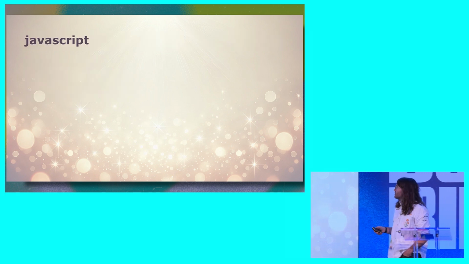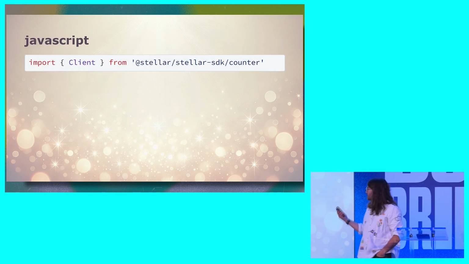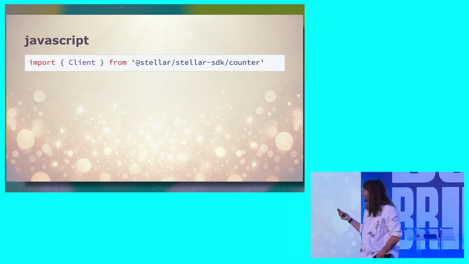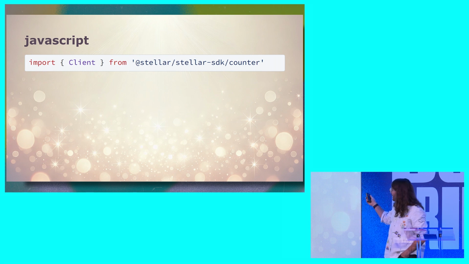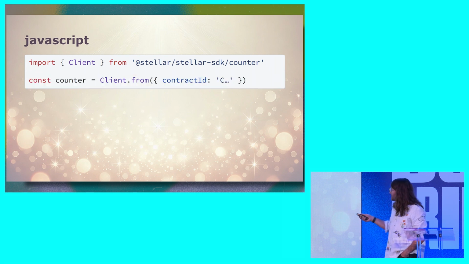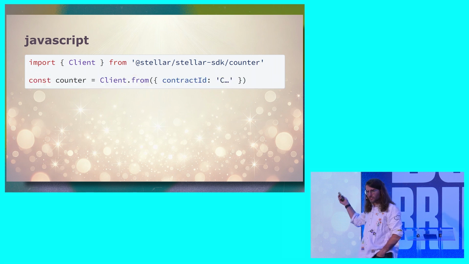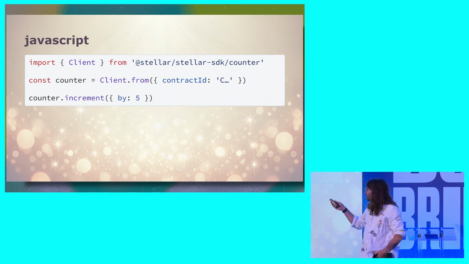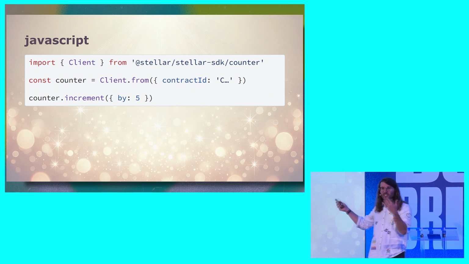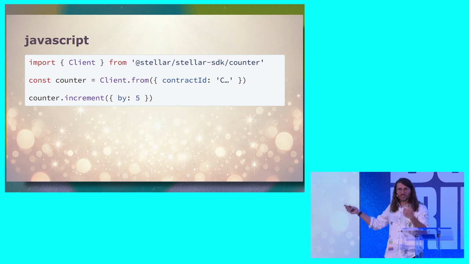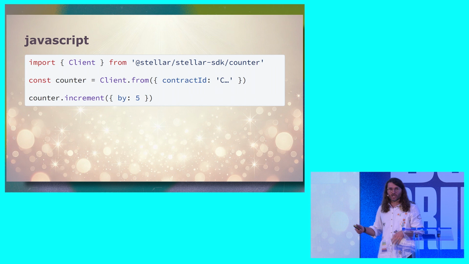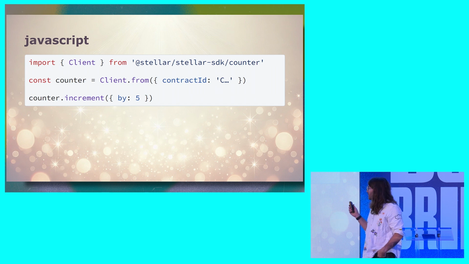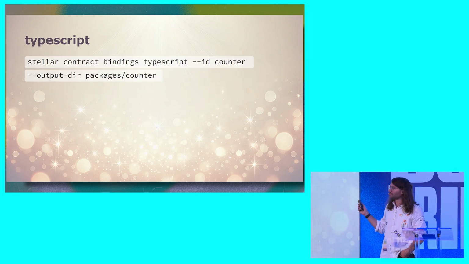All right, so over in JavaScript to do this, you would import the client from Stellar SDK /counter. And then you can say counter equals client from contract ID, and you would need to put in which network it's on. And then you can do counter.increment by 5. So this looks very similar. But what you're missing here is all of those comments from the original contract author. If you want that, you've got to use TypeScript.